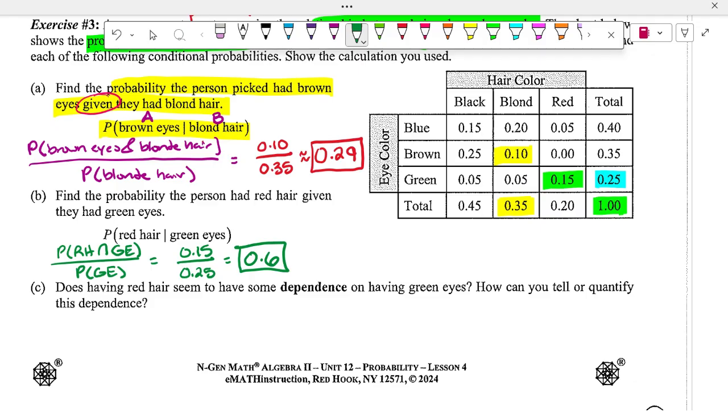Okay. Now here's the question: does having red hair have some dependence on having green eyes? In other words, if we look at all the people with red hair, does having red hair mean that they should also have green eyes? How do we check? Think about what we did in the warm-up. You do the opposite of it. Opposite of what?